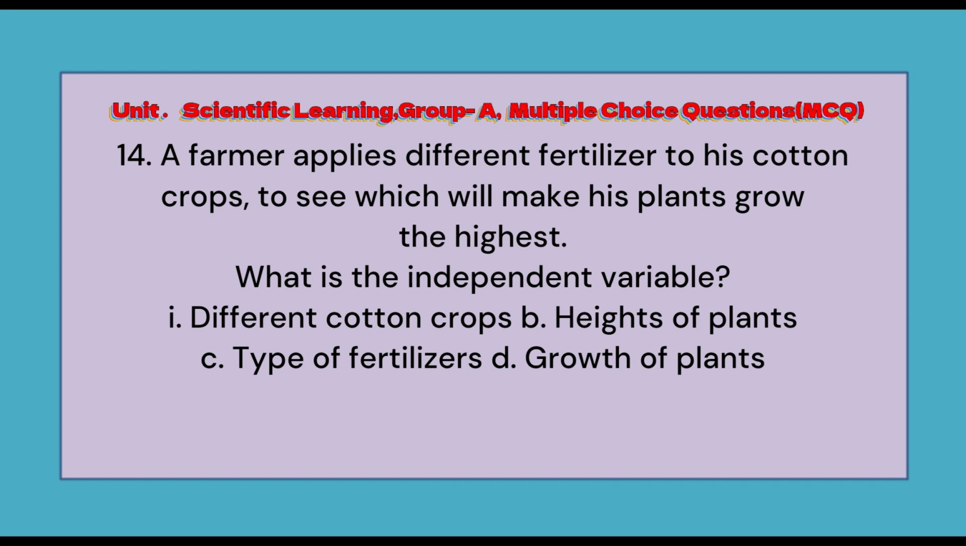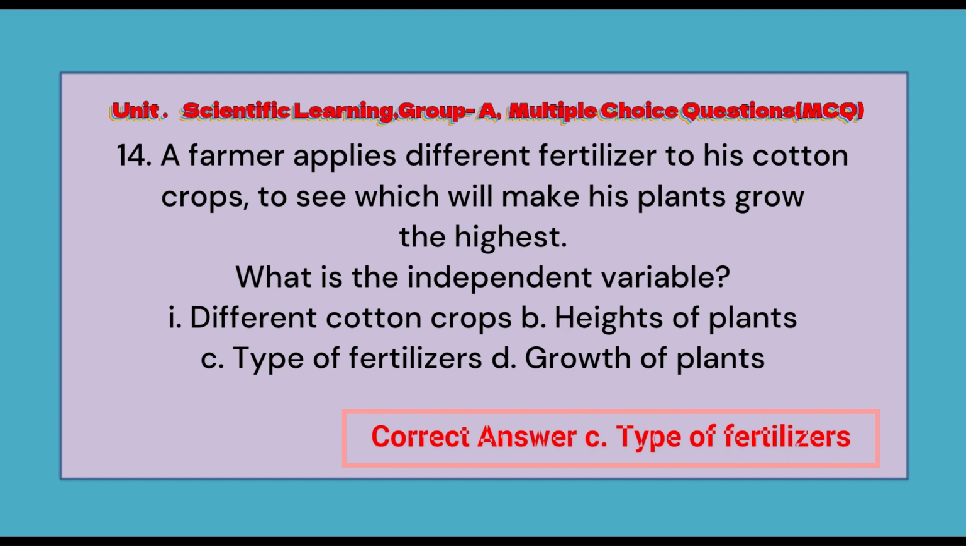14. A farmer applies different fertilizer to his cotton crops to see which will make his plants grow the highest. What is the independent variable? A. Different cotton crops. B. Heights of plants. C. Type of fertilizers. D. Growth of plants. Correct answer C. Type of fertilizers.